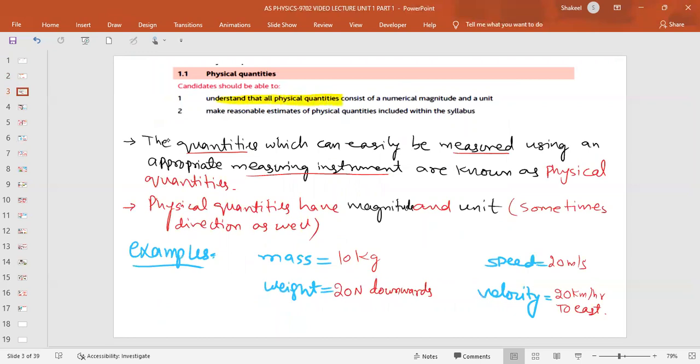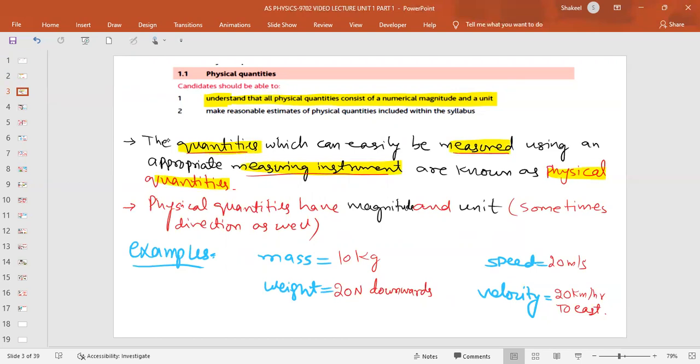we have to understand that all physical quantities consist of a numerical magnitude and a unit. So this is a concept that we have to recall. Actually, all of you are very well aware of it. You must have studied it in IGCSE or GCE or Edexcel or MYP or matric about physical quantities. So the quantities which can easily be measured using an appropriate measuring instrument are known as physical quantities. The word physical means that you can measure that, you can sense that quantity.